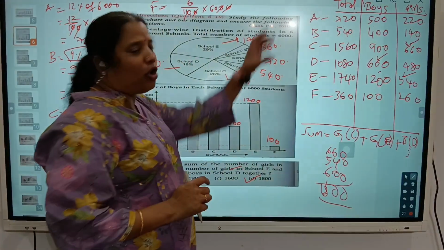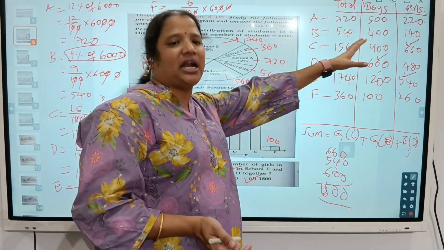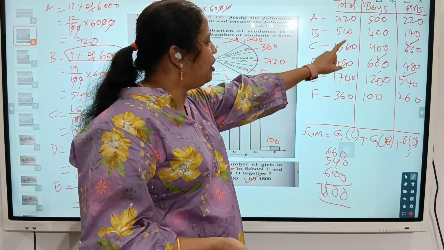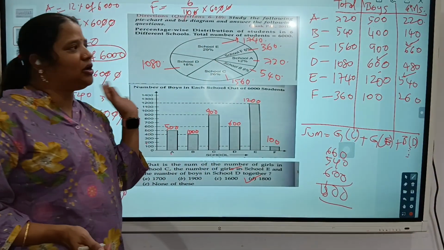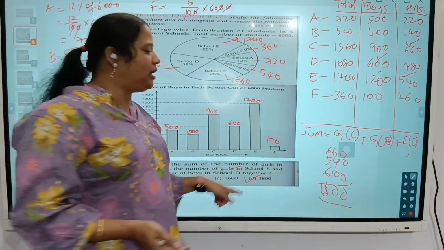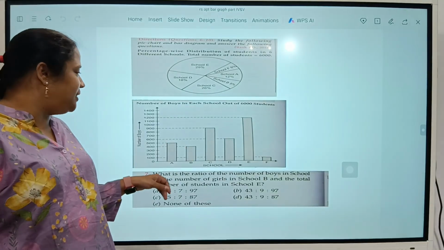But you have to know this table before going to the next question. If this table is not available, you can't solve any question. You have to note down this table and also the values we got in the pie chart. Then it is easy for you to solve other questions. Now we will move to the second question in this graph.